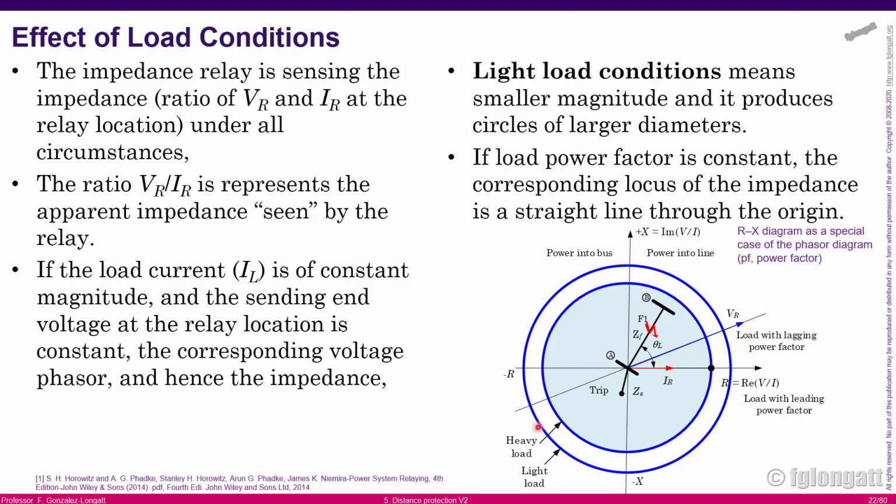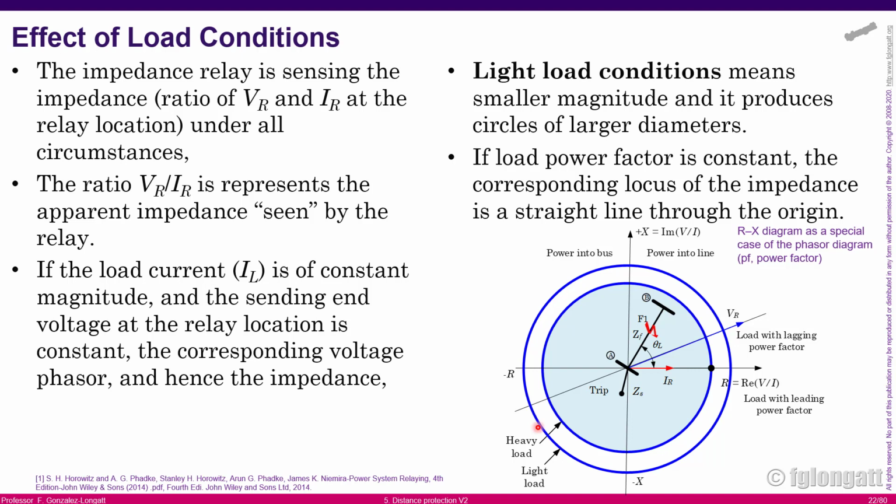The idea is that we need to identify clearly the load conditions, light and heavy, in order to be careful and identify if there is any possibility that the load current creates a voltage profile such that the apparent impedance goes inside the tripping zone. Typically, what we need to take a lot of care with is looking into emergency conditions on the transmission system.